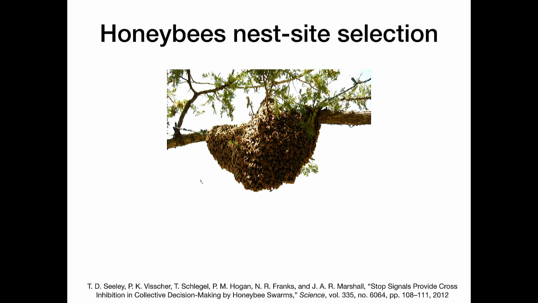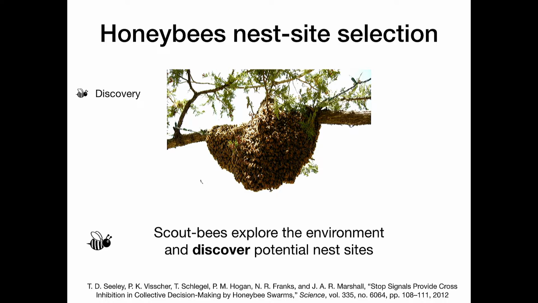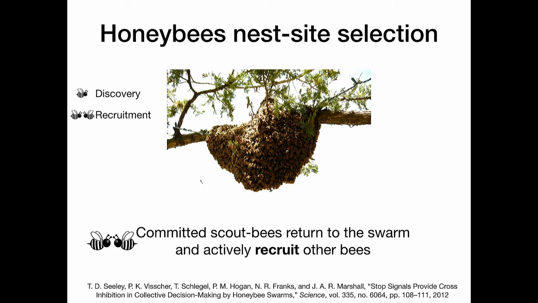They are exposed to danger, so they need to find a good solution quickly, and also a consensus solution. They don't need to split. How do they do that? Scout bees explore the environment and might discover potential nest sites. Bees that discover a good potential place will return to the swarm and actively recruit other scout bees through the waggle dance.